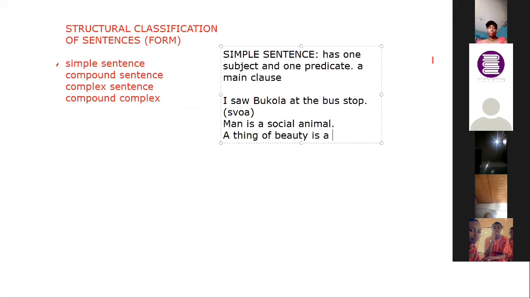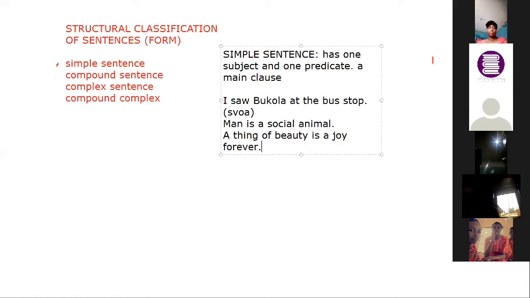Beauty is a what? Is a joy. Is a joy what? Forever. Do you understand me? So that is also a simple sentence. Now, let's move on to the second. Do you understand what a simple sentence is now?